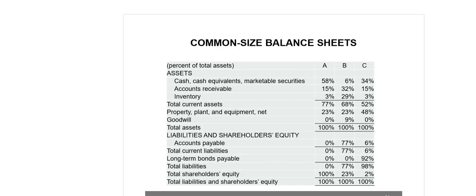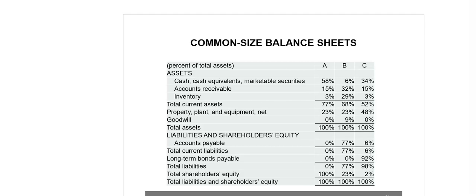Here in our case, company A is the most solvent of all the three companies. It has 100% of its assets financed with equity, and no liabilities are used to finance assets. Both current liabilities and long-term liabilities are zero. On the other hand, for company B, only 23% of the total assets are financed with equity and 77% of the remaining are financed with debt. The higher the proportion of debt used to finance assets, the lesser the solvency of the company, that is, the higher the financial risk.